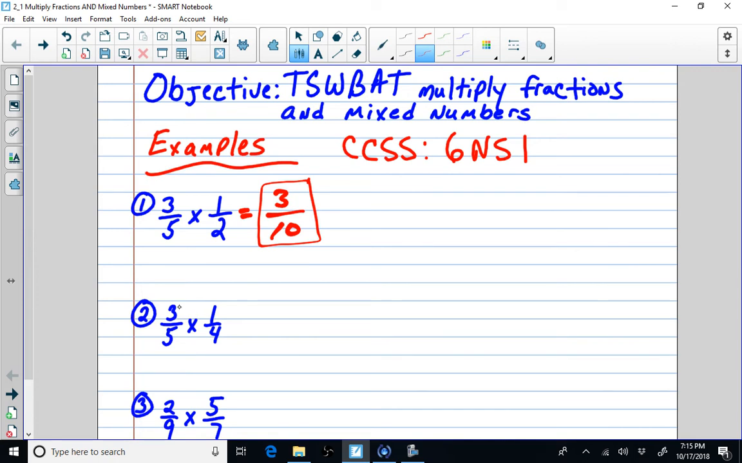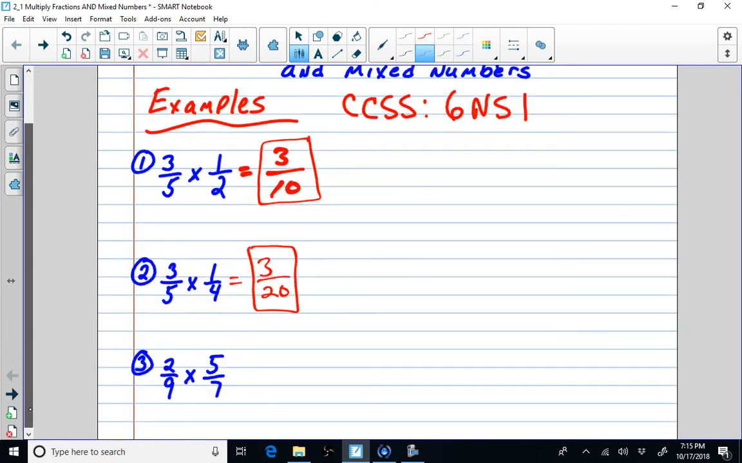All right, let's take a look at our second example then. I multiply numerator times numerator, 3 times 1 is going to be 3. Denominator times denominator, 5 times 4 is 20. I look to see if the fraction is in simplest form. The greatest common factor of 3 and 20 is a 1, so I know that 3/20ths is in simplest form.